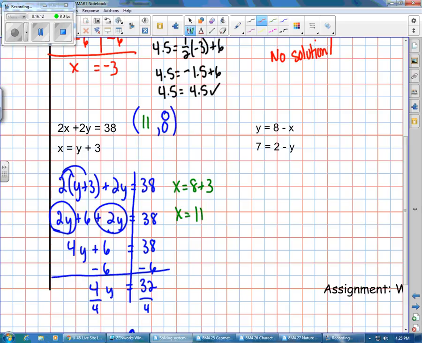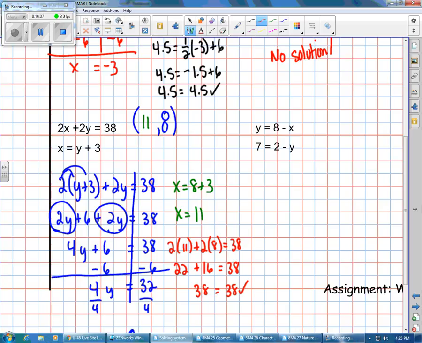Now again, I can check it using the other equation. So 2 times 11 plus 2 times 8, does that equal 38? So does 22 plus 16 equal 38? Check on your calculator. 38 does equal 38. It's a good answer.